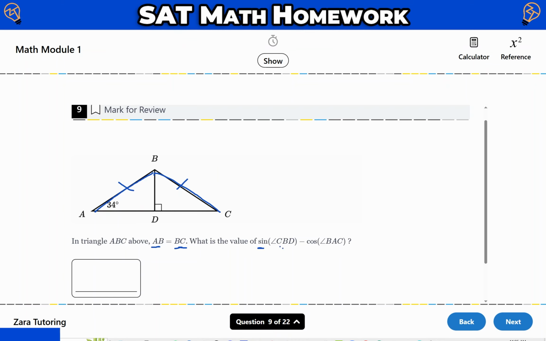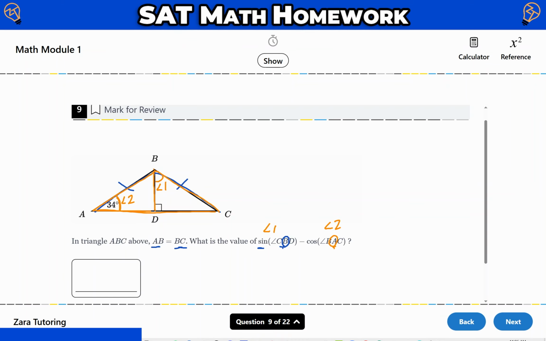The most important letter is the middle letter. That's always the vertex. So CBD really means angle B here, which we're going to call angle 1. And I'm going to put that right here so we don't get confused. And they're subtracting cosine from angle BAC. So again, that second letter is the most key. So BA, they could have called it BAD or BAC. It's really the same angle, angle A, which we're going to call angle 2 here.